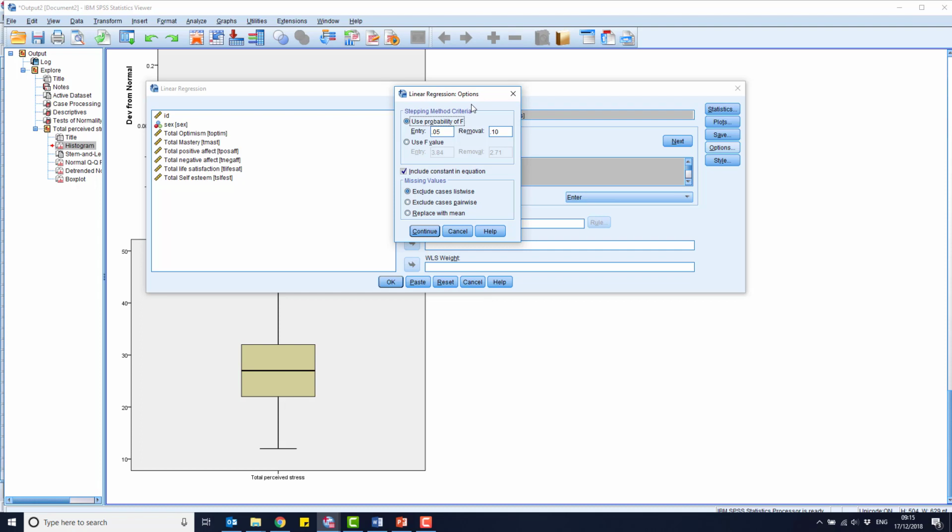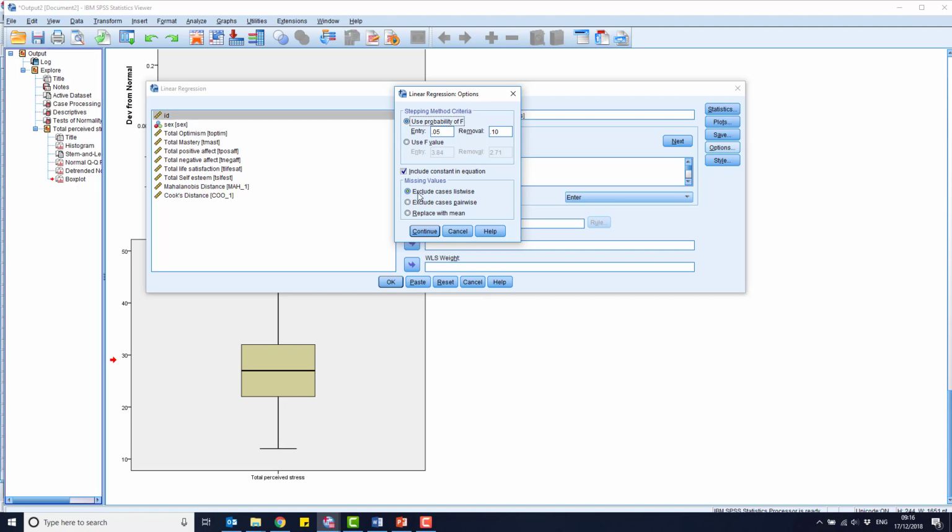Listwise means that if there's missing data for a person on just one variable, then they'll be excluded from the model completely. Pairwise means if you have missing data on one variable, you'll keep that person's data in on all the other variables in the model, but it drops them when you're looking at the relationship between that predictor, for example, that they're missing, and the outcome variable. If they have missing data on the outcome variable, they'll just be deleted out of the whole thing.